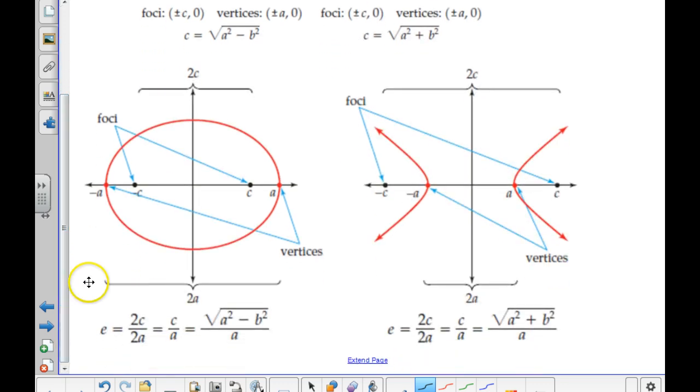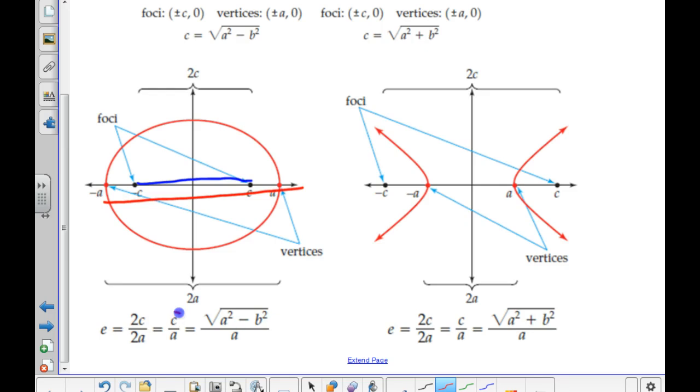I was trying to get you there without showing you this, but the distance between the foci is 2C. The distance between the vertices is 2A. When you divide, you get C over A. Here they've replaced C with how to find C. This is the definition of eccentricity. Now, I want you to think about that. Which of those is going to be bigger, 2A or 2C? On an ellipse, always 2A is going to be bigger.